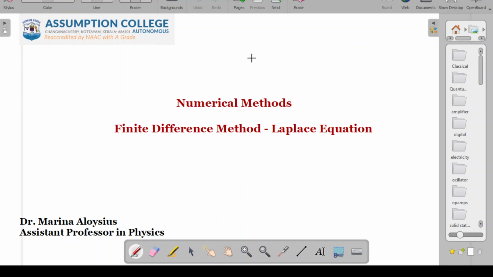Hello students, today we are going to understand how the finite difference method can be used to solve the Laplace equation numerically. By now you know that partial derivatives can be made equivalent to finite differences, and this can be used to numerically solve the Laplace equation rather than analytically, which is much easier many times.